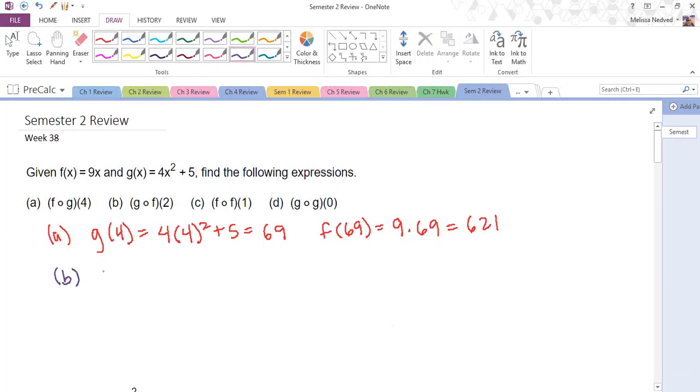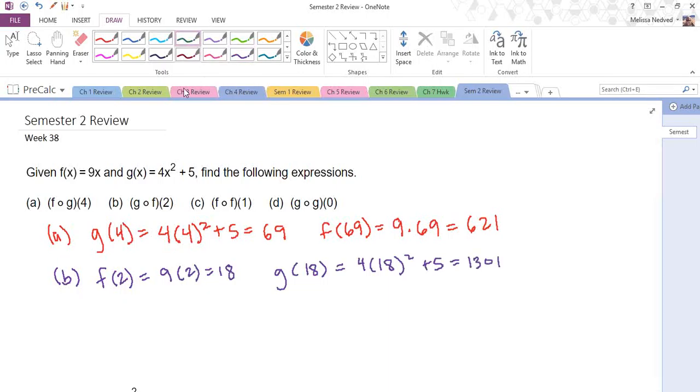Part B wants us to find g of f of 2. So again, start with your inside. Start with f of 2. 9 times 2 is 18. And take that output of 18 and plug it into your second function. g of 18 says 4 times 18 squared plus 5. 4 times 18 squared plus 5 is 1,301.